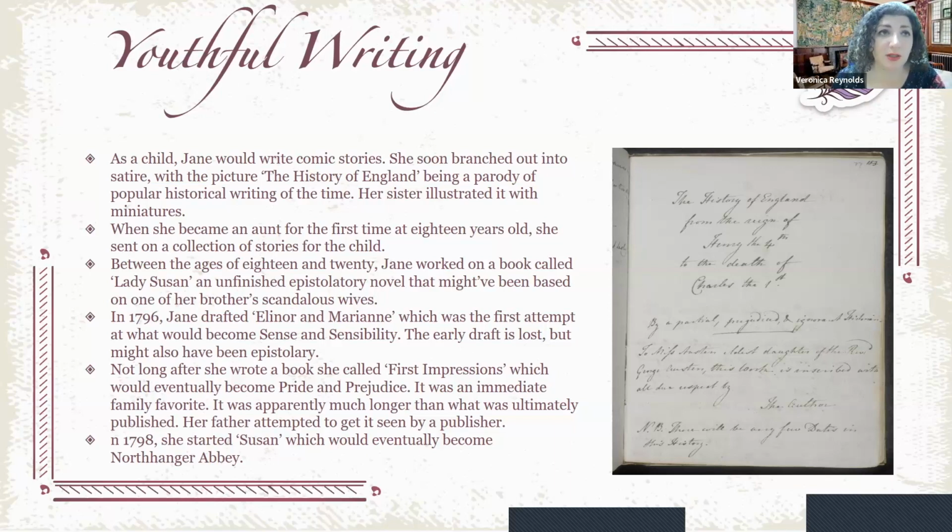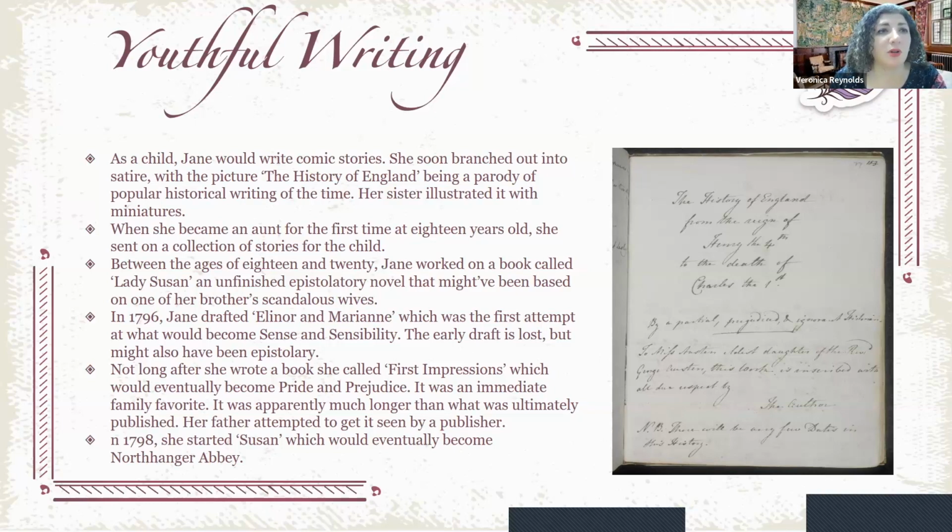Between the ages of 18 and 20, she works on a book called Lady Susan, which is an unfinished epistolary novel, meaning it's about letters written back and forth. And a lot of people speculate that she based it on her brother's scandalous wives. Jane was not a huge fan of all of her brother's wives, and that might have been how she decided to deal with that. In 1796, Jane drafts Eleanor and Marianne, which was the first attempt at what would eventually become Sense and Sensibility. The early draft is lost, but the thinking is it was probably also an epistolary.